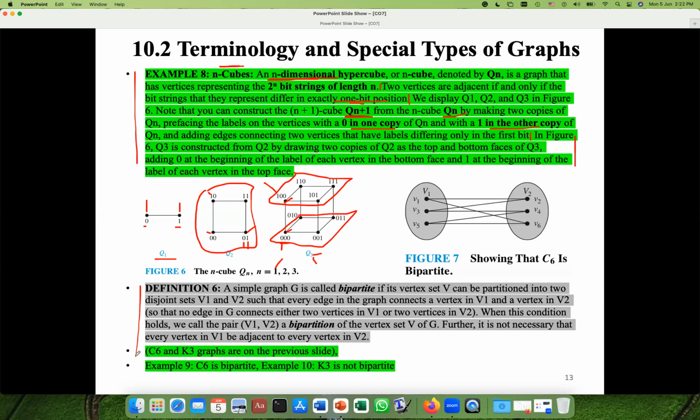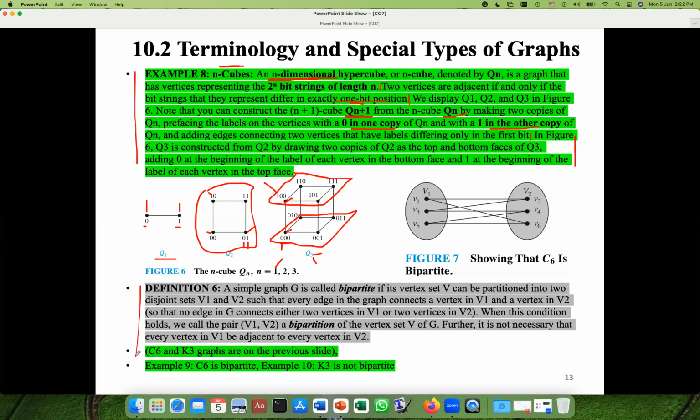Similarly, no vertices in V2 would be adjacent to each other. They are not connected with each other through some edge. This is the second thing. And if this condition holds, then you can say that the simple graph is bipartite.